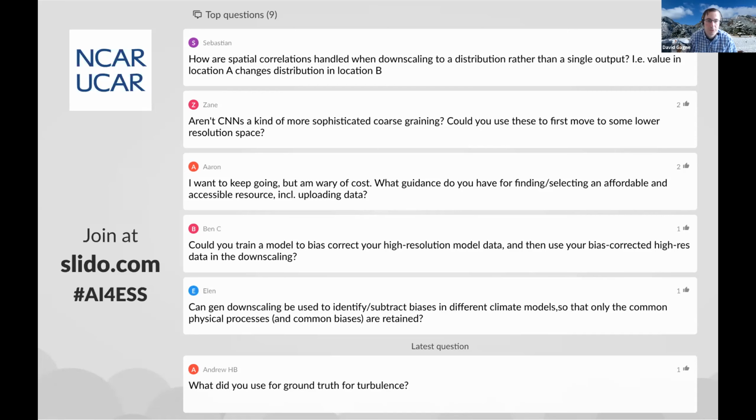So our first question is, how are spatial correlations handled when downscaling to a distribution rather than a single output? I.e., the value in location A changes the distribution in location B.